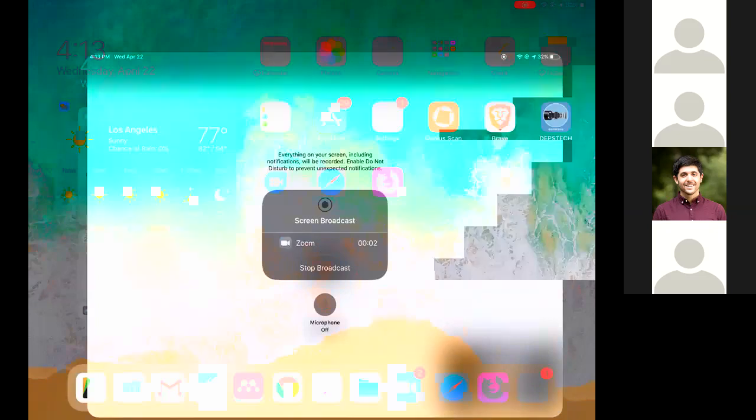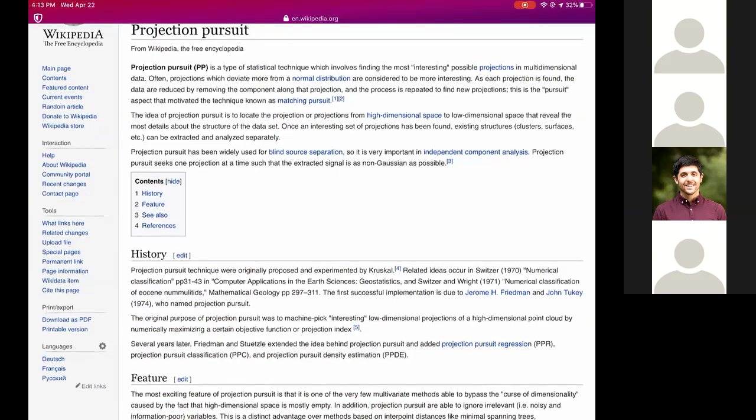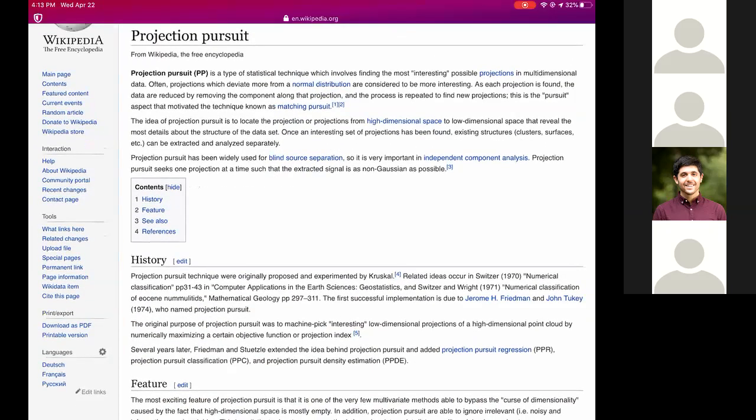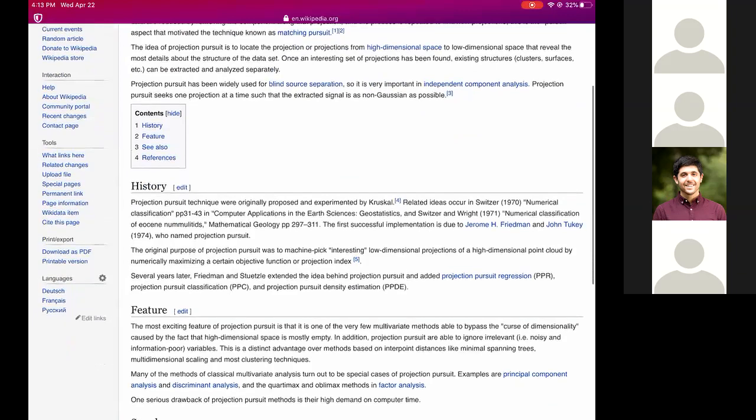Okay. So there's a type of statistical technique which involves... oh, you still can't see. Oh, yeah. The most interesting possible projections are one-dimensional. As each projection is found, the data are reduced by removing the component along that projection, and then the process is repeated to find new projections. This is the pursuit aspect that motivated the technique known as matching pursuit. And there's orthogonal matching pursuit. So they are related, but this is not this problem.